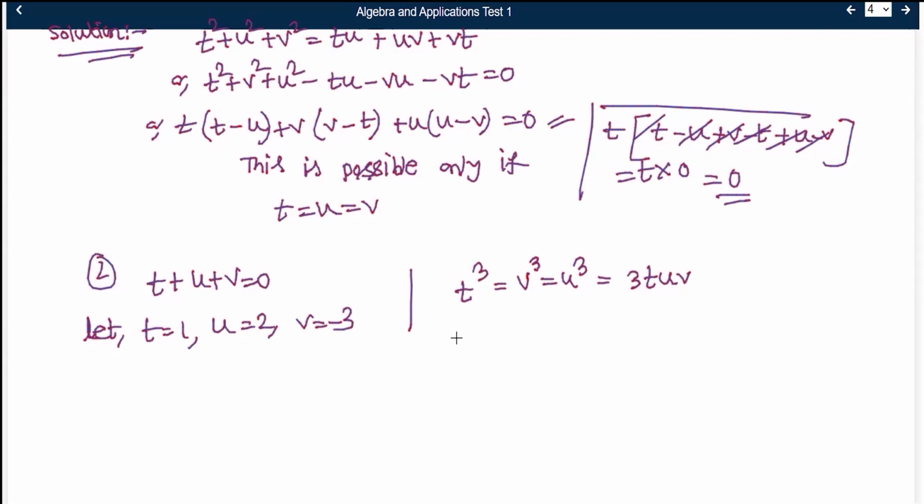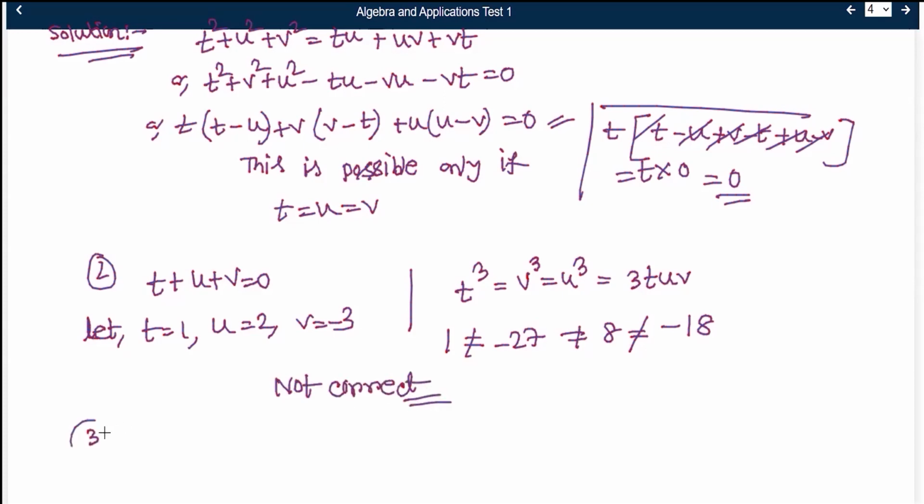Now let's put all the values and check. 1 plus 8 plus minus 27 is not equal to 3 times 1 times 2 times minus 3, which is minus 18, correct? So that means it is not true. Statement 2 is not correct.